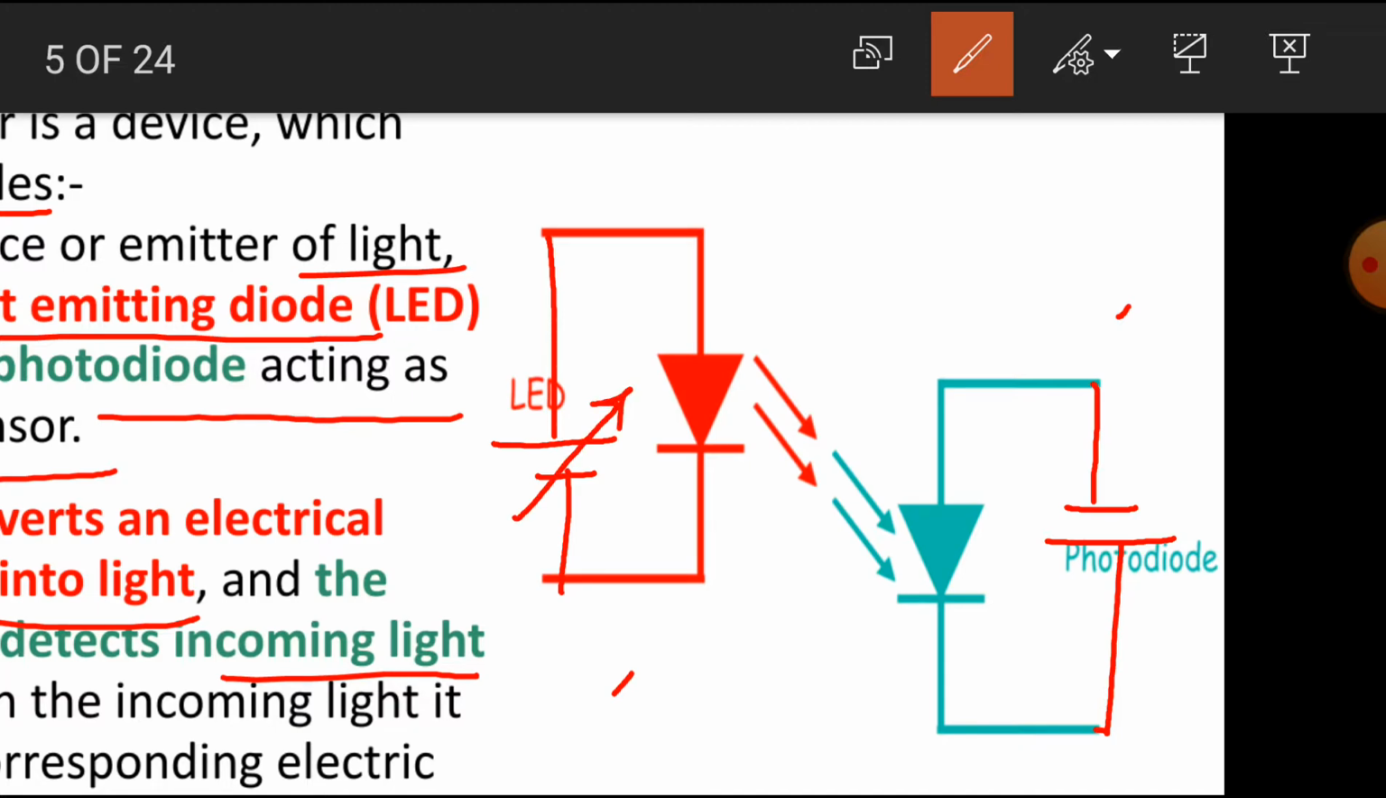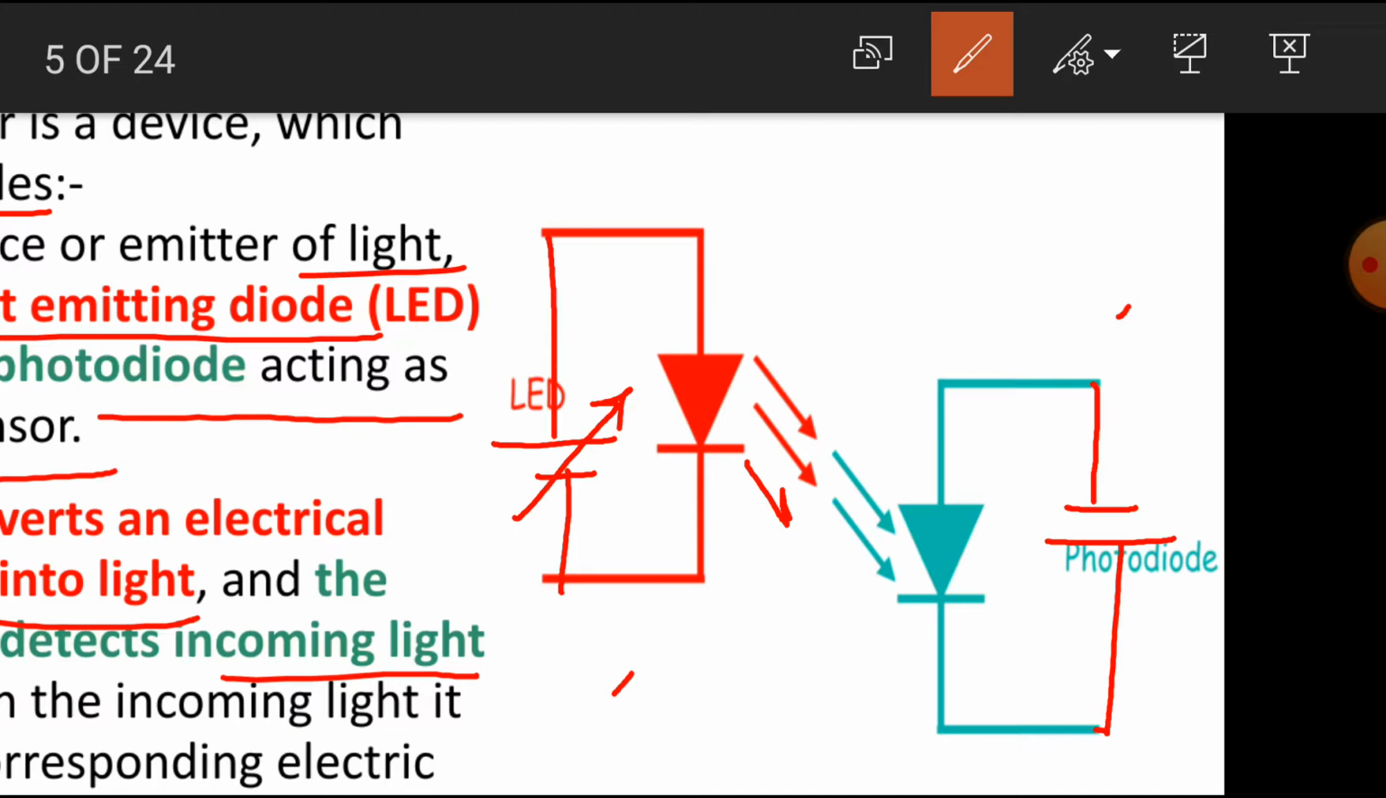That means we can vary the supply of the LED. At a particular forward supply voltage, the LED starts glowing and emits light. As we increase the voltage source, the light emitted from the LED also increases. This light is incident on the PN junction of the photodiode and a photocurrent flows through the diode.